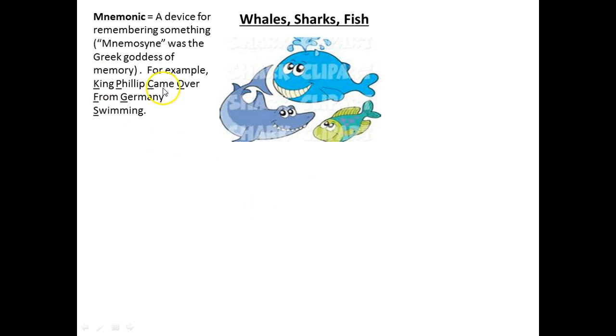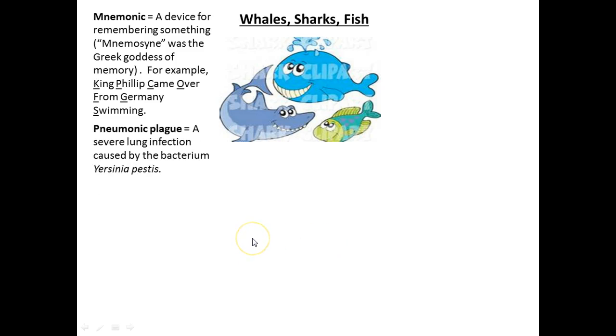And so remember earlier I talked about a mnemonic for remembering. Here's that other one. King Philip, come over from Germany swimming, for kingdom, phylum, class, order, family, genus, and species. I always like the Kevin close our front gate slowly. I don't have any trouble remembering that one. So pneumonic plague, though, is something completely different. That's an infection caused by a bacteria. It's Yersinia pestis. Makes you really sick.